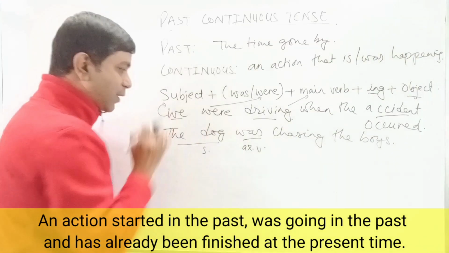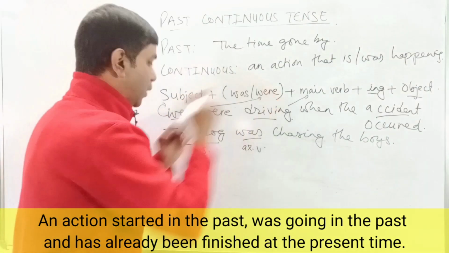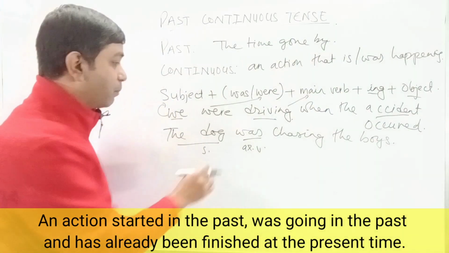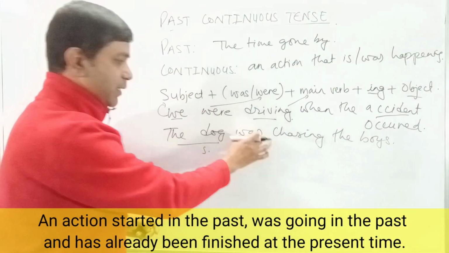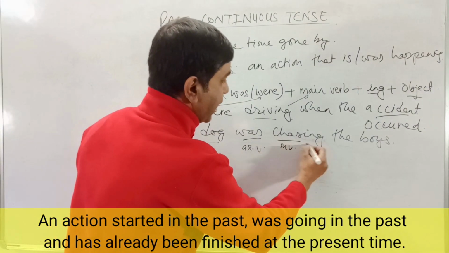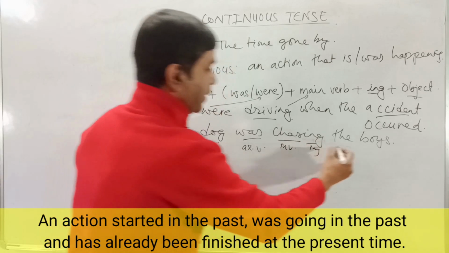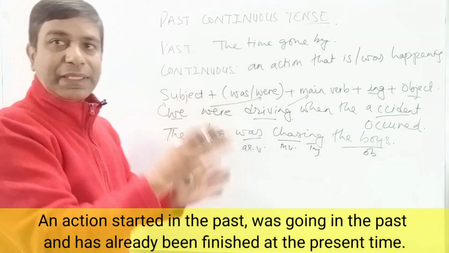Had there been dogs, we would have used were. More than one dog, we would have used were. But the dog is one in number, so we are using a singular verb. Singular subject, singular verb. The dog was. Chase is the main verb and we are adding ing to it, and then the object, the boys.